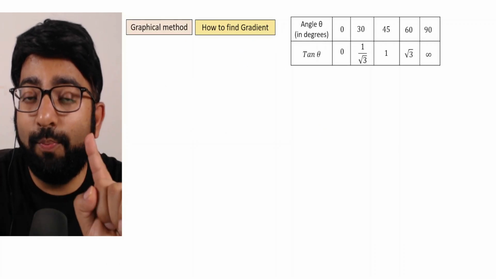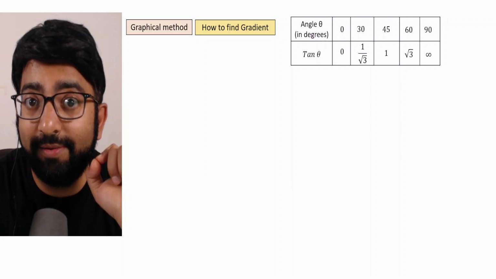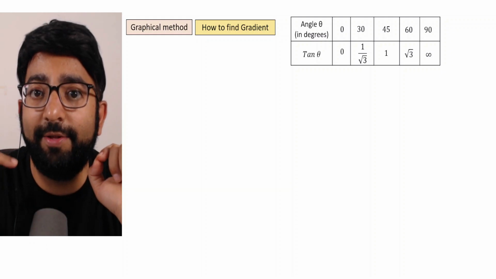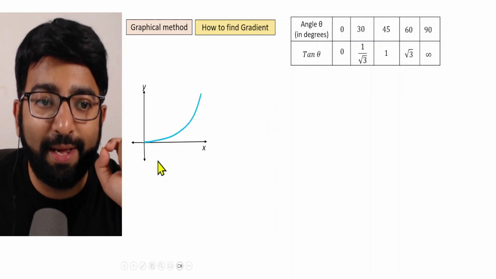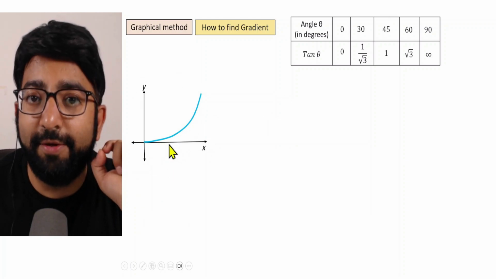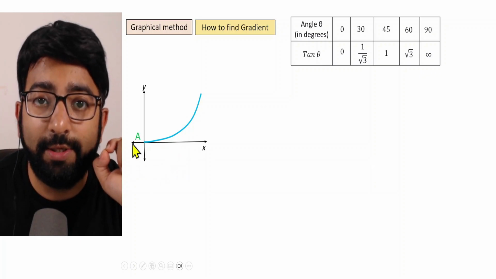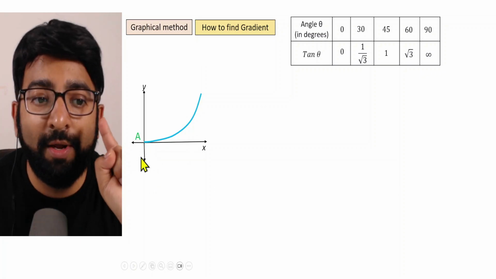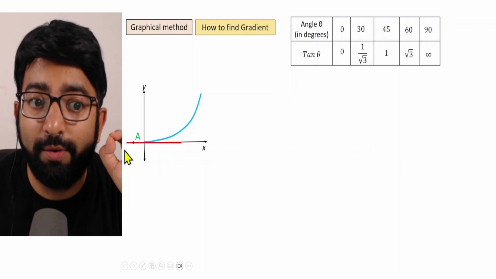If you recall, step one is to draw the tangent, and step two is to find the angle theta which the tangent makes with the x-axis, and then we do tan theta. Let me explain this with an example. Let's say we have this axis system and this blue graph is drawn, and the question asks us to find the gradient of the graph at the point A. So what do we do? Step one, draw the tangent at the point A. In this case, the tangent will go like this.